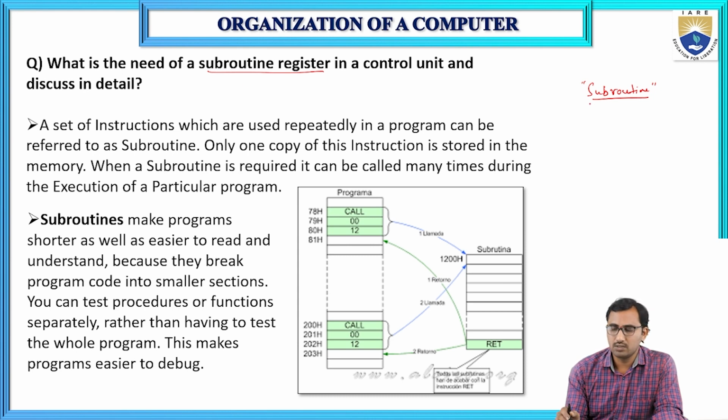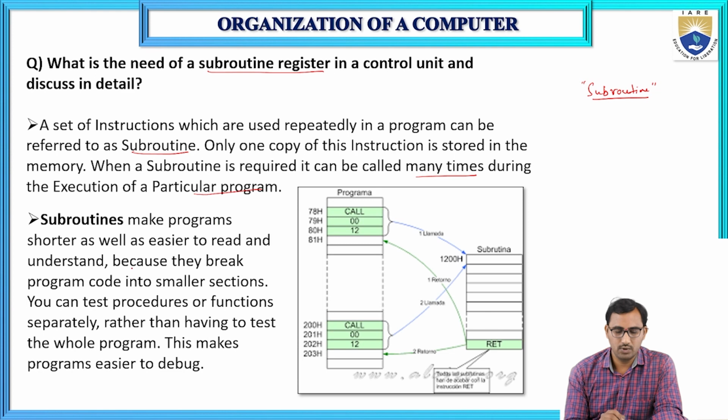So that is called subroutine. A set of instructions which are used repeatedly in a program can be referred to as a subroutine. Only one copy of this instruction is stored in the memory. So when a subroutine is required, it can be called many times during the execution of a particular program or the main program.